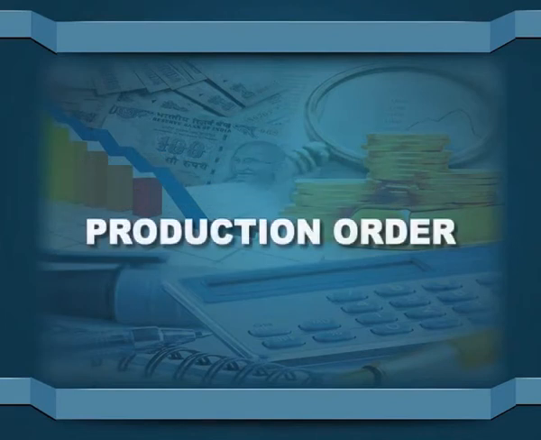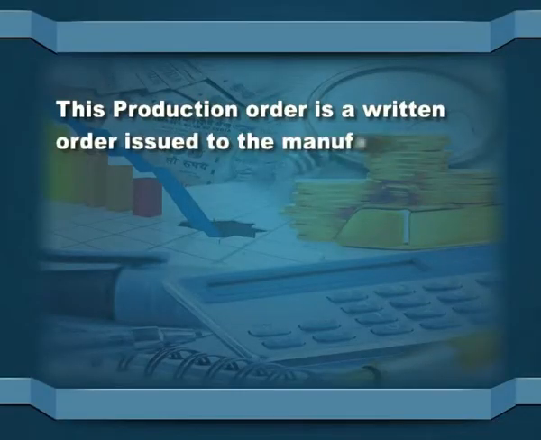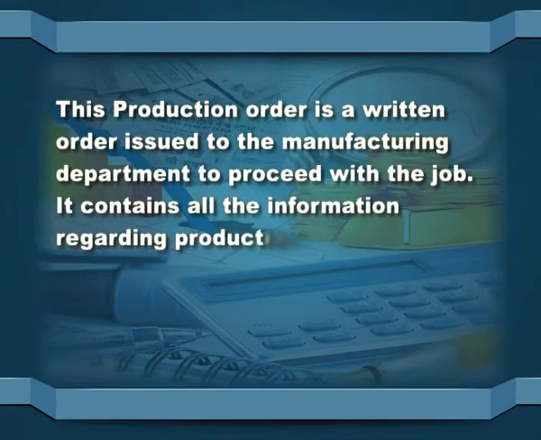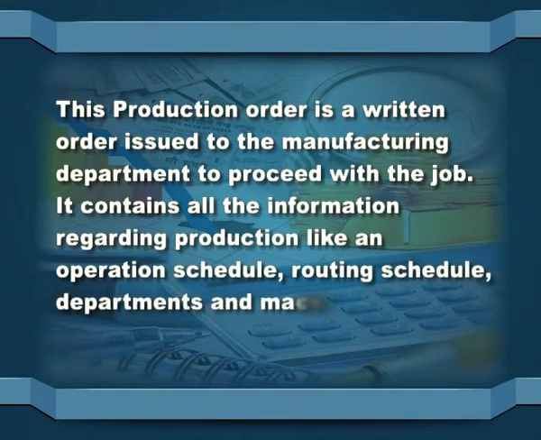Number 2, production order. After accepting the job, a production order is prepared by the production planning department. This production order is a written order issued to the manufacturing department to proceed with the job. It contains all the information regarding production like an operation schedule, a routing schedule, departments and machines involved and so on. Sufficient copies of production order are prepared by the production planning department and are sent to the production department, stores department and the cost department.